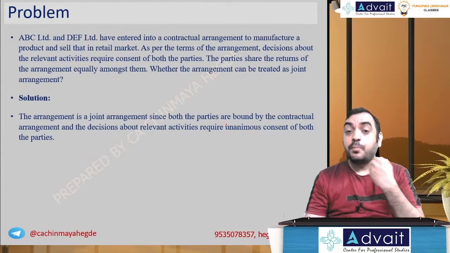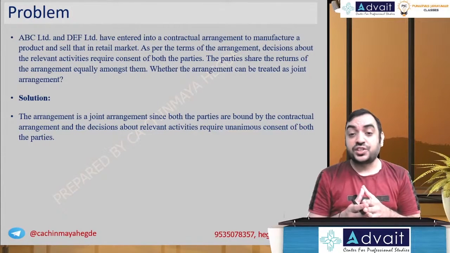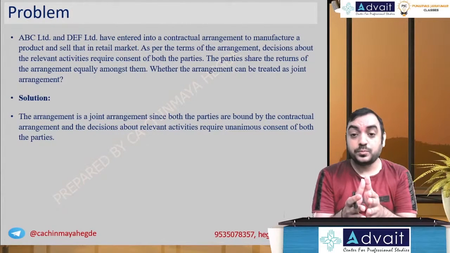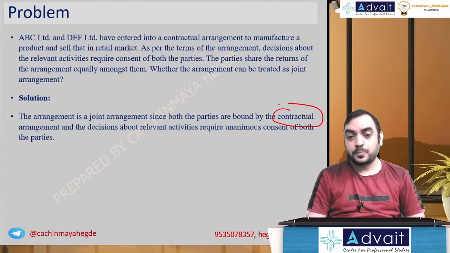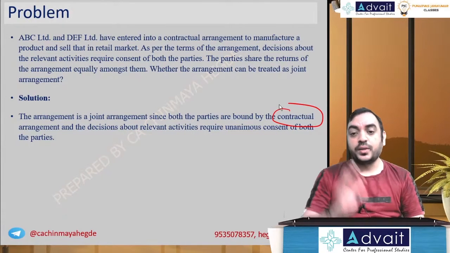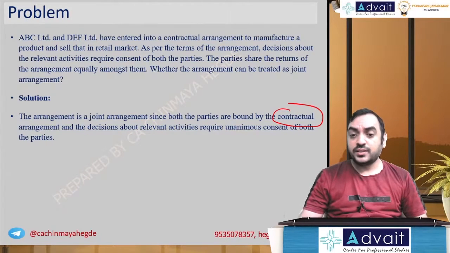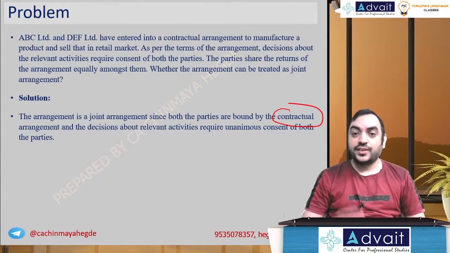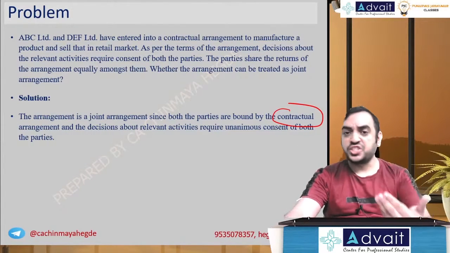Since both the parties are bound by a contractual arrangement, that is also important. Mere people coming together is not sufficient to say they have a joint arrangement. They need to have a contractual arrangement as well, that both of them should agree. That need not be in writing, but it has to be in some form or the other. It requires unanimous consent of both the parties. So very clear, straightforward answer. Yes, it requires both the approvals. Therefore, it is a joint arrangement, and the type of arrangement is joint operation.